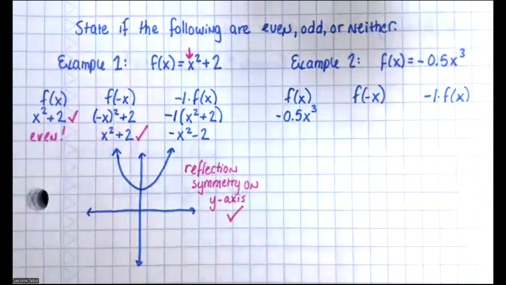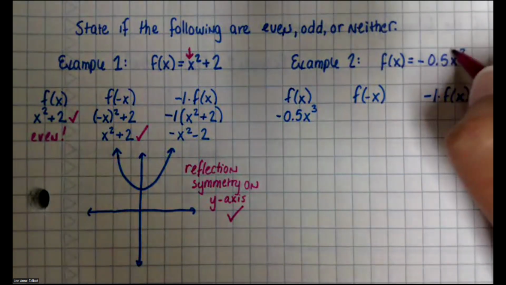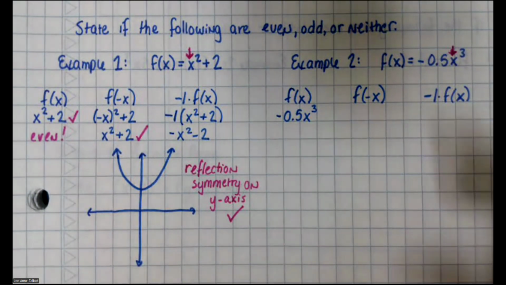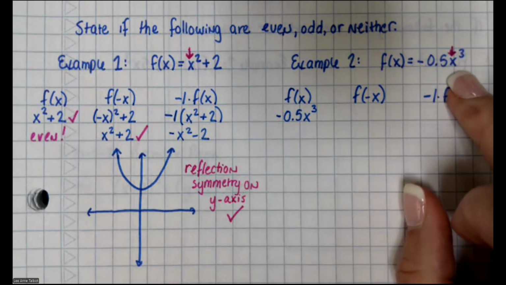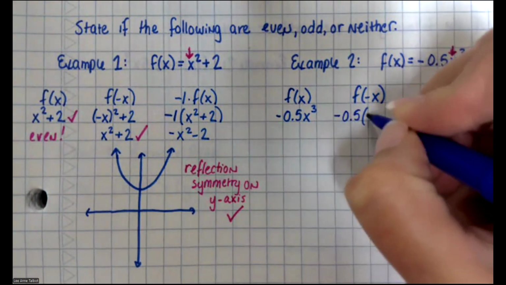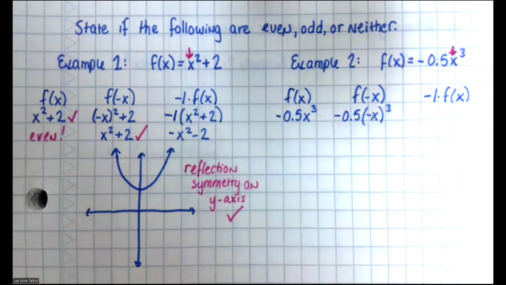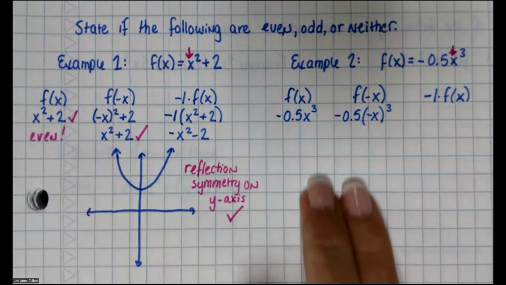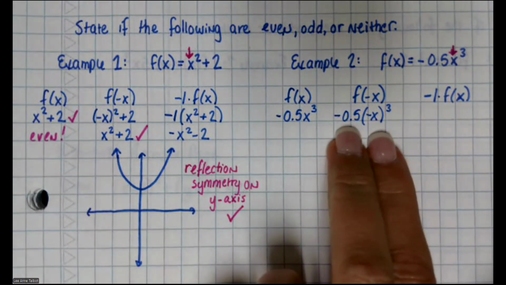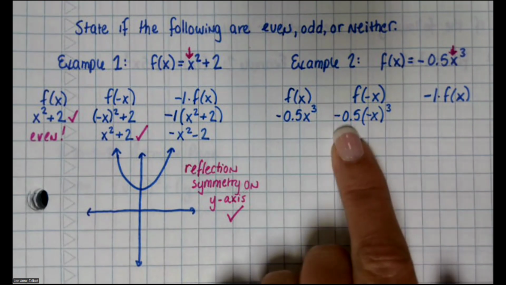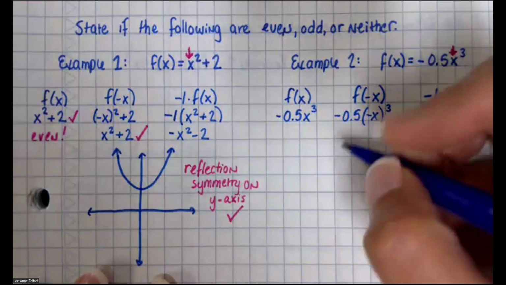Okay, now I'm going to take my other color. I'm going to point to what x is, and I'm going to replace that with negative x, and I'm going to do it in parentheses. Okay, how many negatives are in this problem right here? 4. Because there's 3 of them with the cubed, and it's a positive.